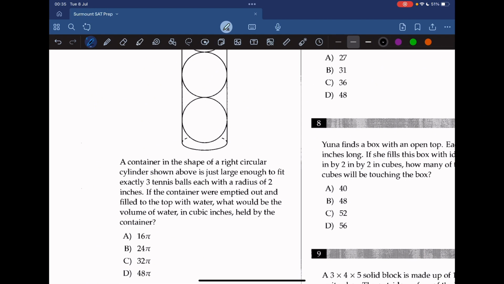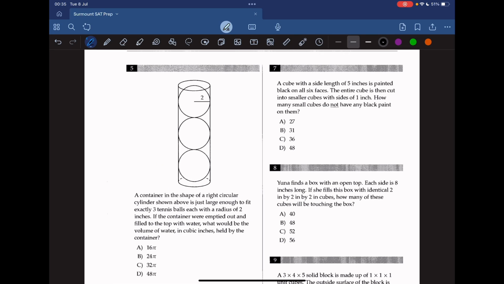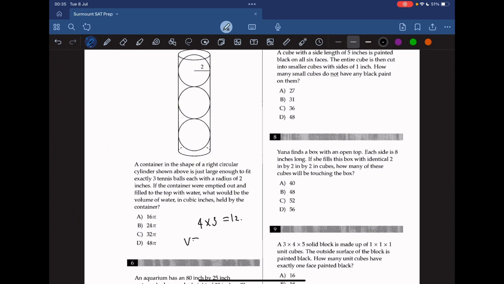Because if the water is filled to the top, the volume of the water is just the volume of the cylinder. And we know that the radius of the base is 2, right? We're given that. And we know the diameter of each tennis ball should be 4, because it's just the radius times 2. So the height of the cylinder is just 4 times 3 because there are 3 balls, so it's 12. And once again, the volume for a cylinder is pi r squared h. So in our case, it's pi times 2 squared times 12, which will give us 48 pi. So the answer is D.